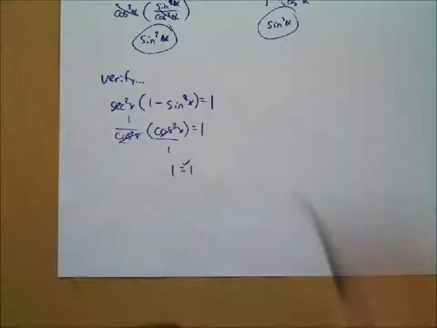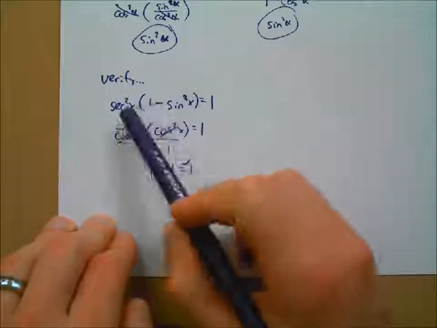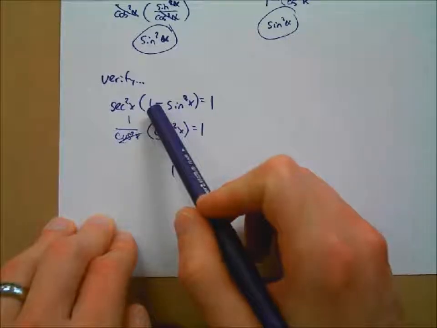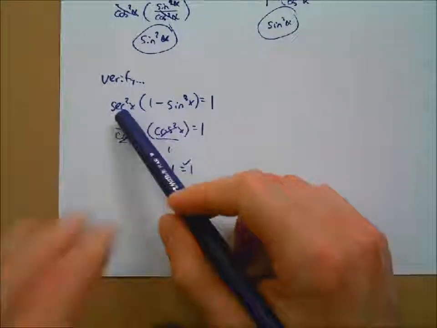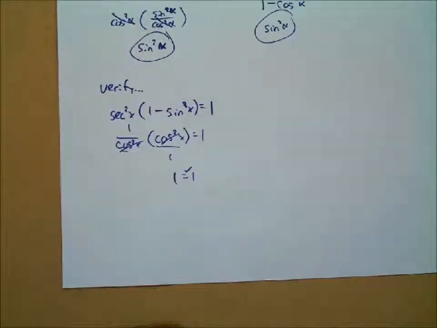Okay. Anyone do it differently than that? We all did it the same way or didn't do it at all? Or you just don't want to volunteer? I got you. All right, so the other alternative here, I'm going to say it anyway: you could distribute the secant squared. Secant squared times 1 would be secant squared x. And then sine squared times secant squared gives you 1. So you'd have secant squared minus 1, which is, again, a manipulation of that Pythagorean identity.